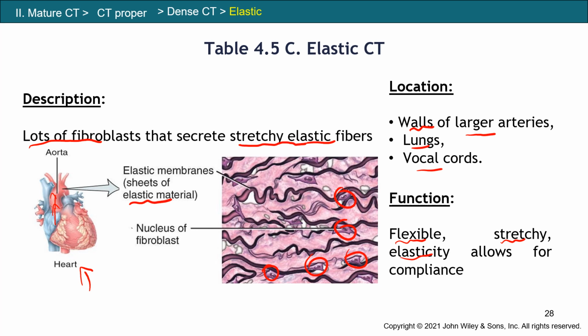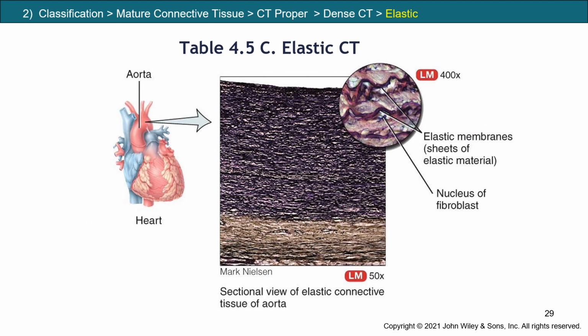So now I'm going to show you again the image that your textbook provides of the elastic connective tissue. So here you can see a sectional view of the elastic connective tissue of this artery that is very important, the aorta. Here you see that this definitely is dense connective tissue. Why? Because you don't have a lot of ground substance.